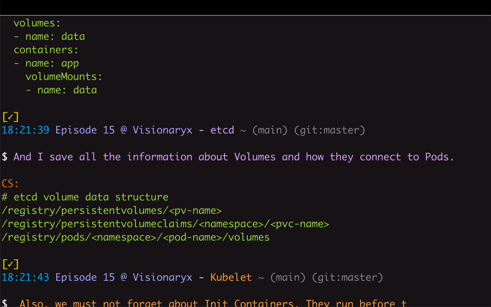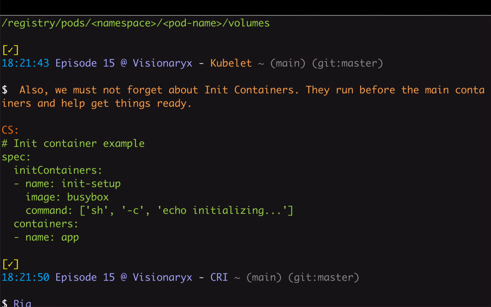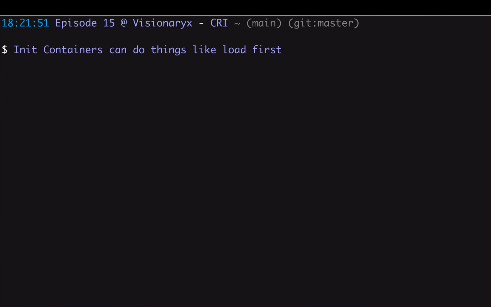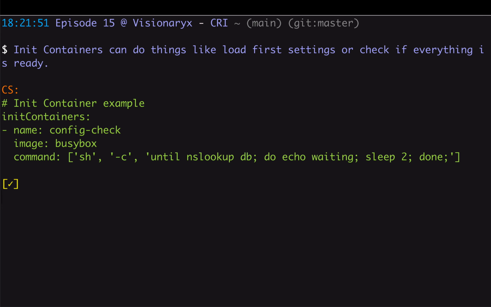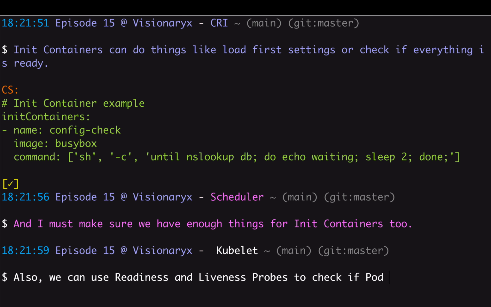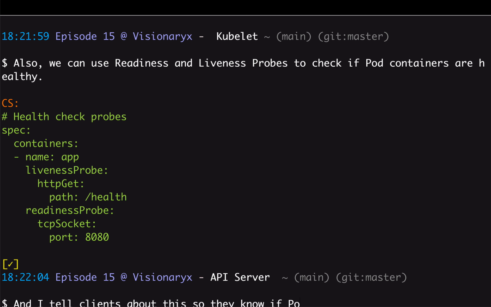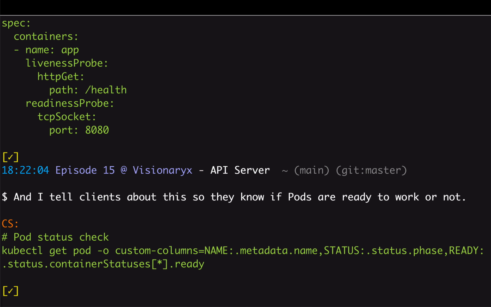Also, we must not forget about init containers. They run before the main containers and help get things ready. Right. Init containers can do things like load first settings or check if everything is ready. And I must make sure we have enough things for init containers too. Also, we can use readiness and liveness probes to check if pod containers are healthy. And I tell clients about this so they know if pods are ready to work or not.